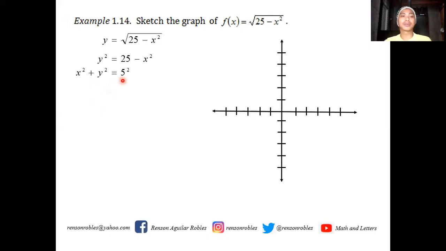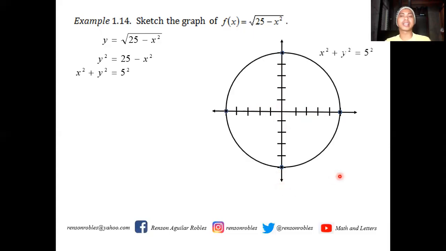Okay, so this is 5, 0. So from the center, this is the center 0, 0. From the center, you count 5 units. 1, 2, 3, 4, 5. So since our radius is equal to 5, from the center you go 5 units here, 5 units to the left, and then 5 units down. And then we can now easily trace the circle x squared plus y squared equals 5 squared.